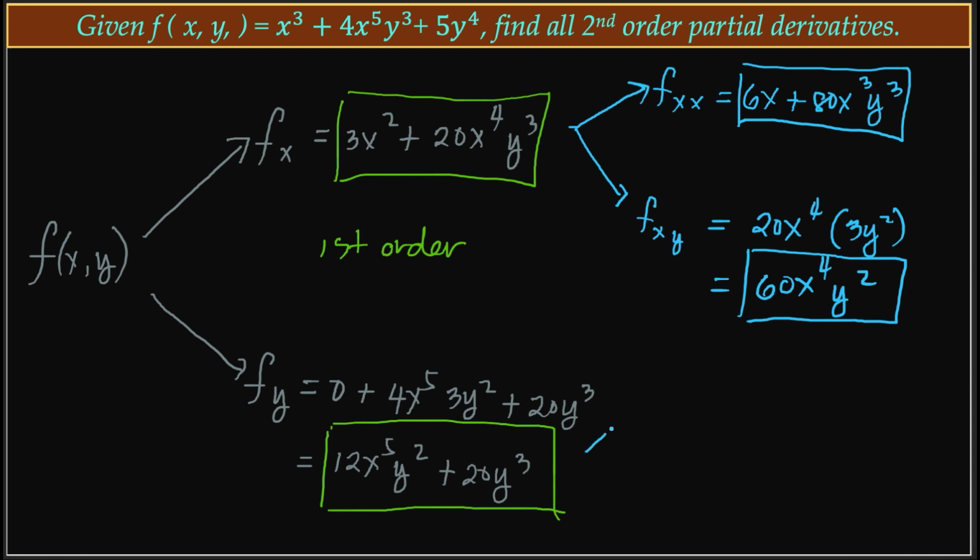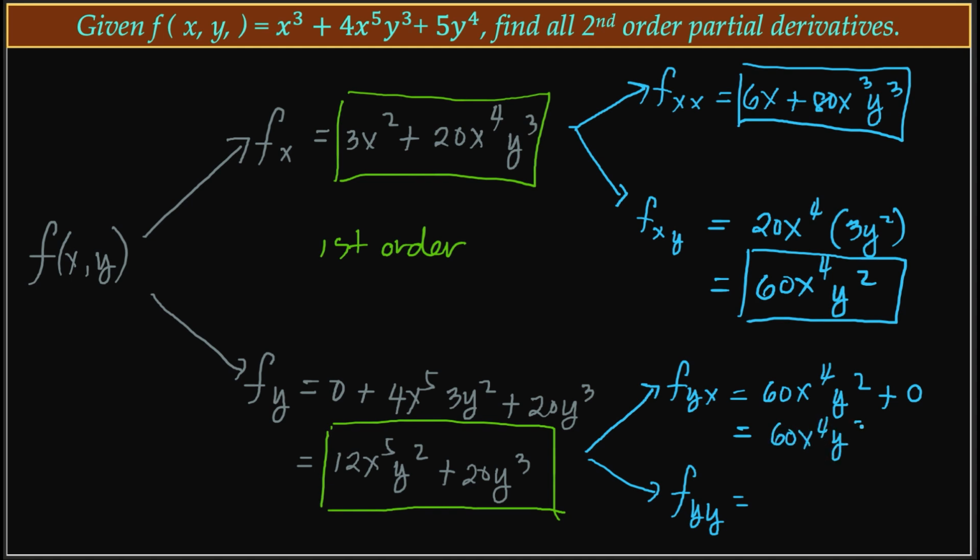And also, this expression, we can find the value of f sub y with respect to x, and then also with f sub y with respect to y. Here in f sub yx, what is the partial derivative of this with respect to x? So with respect to x, this is equivalent to 60, 5 times 12 is 60, x raised to the fourth power y squared plus 20y cubed, and that will become 0. There is no x variable there, so the answer is 60x raised to the fourth power y squared.